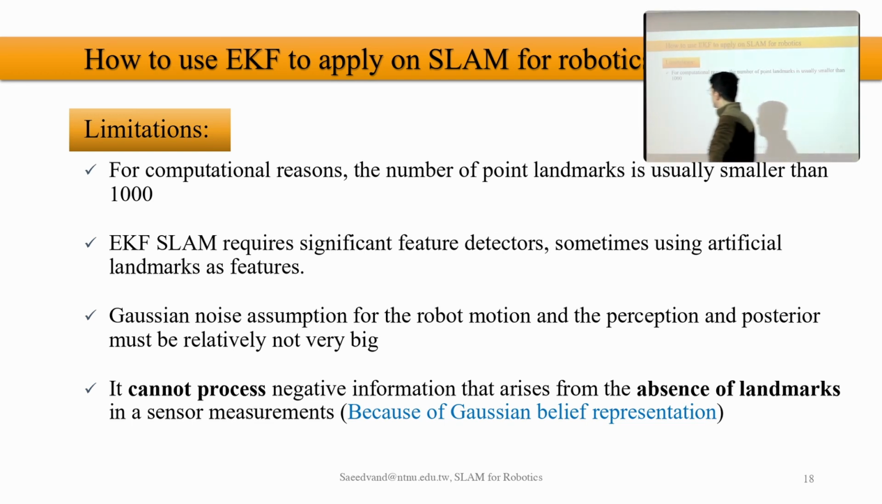On the other hand, what kind of limitations do we have for the extended Kalman filter to apply on the problem before going to the algorithm? We say for computational reasons, the number of point landmarks is usually smaller than 1,000. Why? What was the reason? He knows. What about the rest? I already also asked this once. Yeah, because of the Jacobian matrix and because we have to convert the nonlinear model to a linear model, and each time you want to convert this distribution.